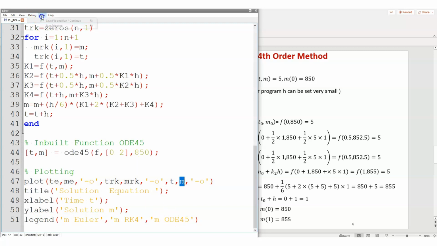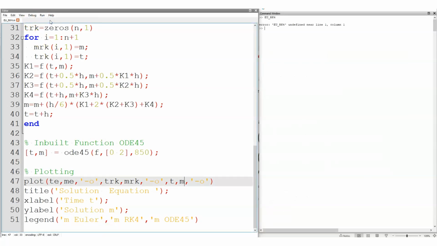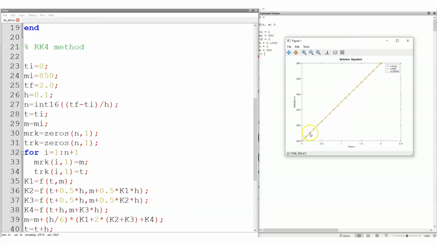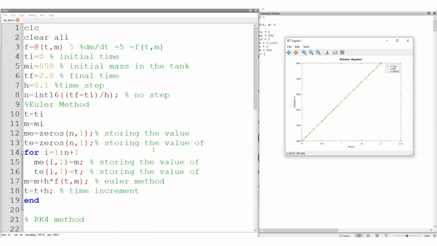Now if I run that, we can see that m Euler, m RK4 and m ODE are giving similar results, and after 2 minutes the result is 860. So this is the code for the RK4 as well as the Euler method.